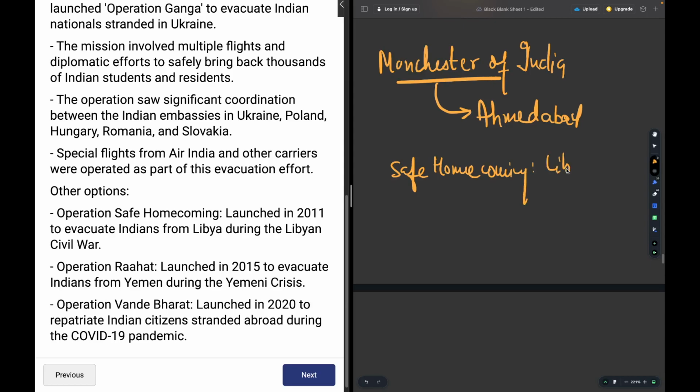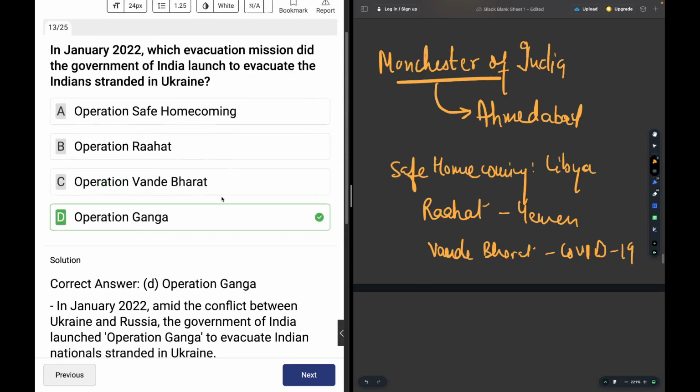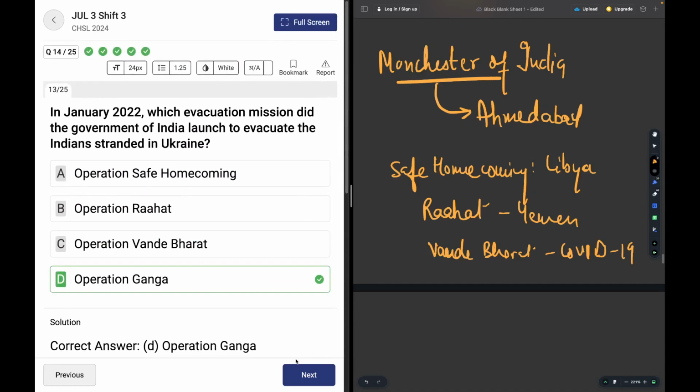Safe Homecoming is Libya. Then Operation Raahat is for Yemen, basically Indians stranded in Yemen. Vande Bharat is for people who were stranded outside India during the COVID-19 times, and the one we are talking about over here is Ganga for Ukraine. Okay.